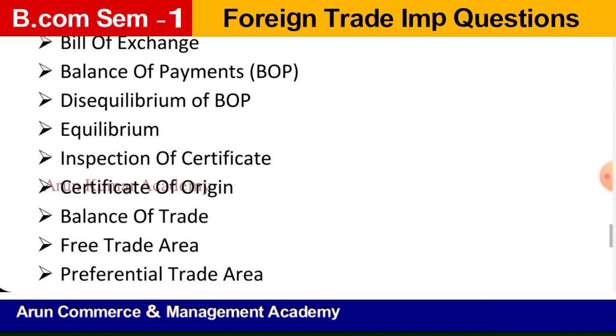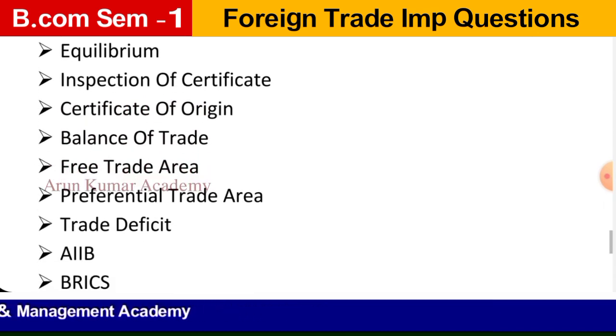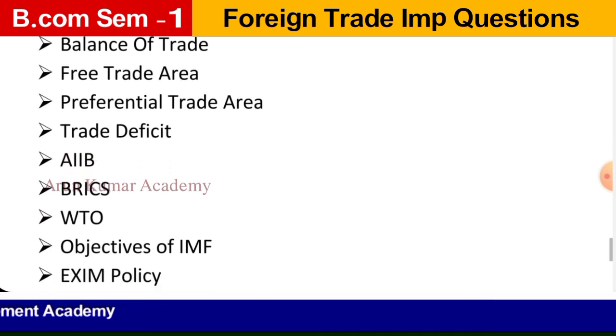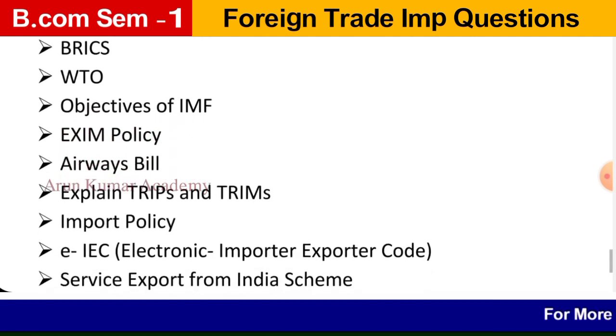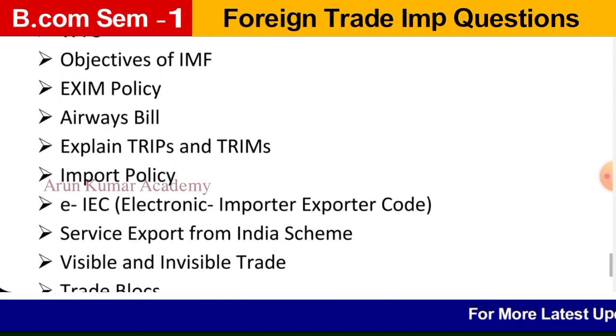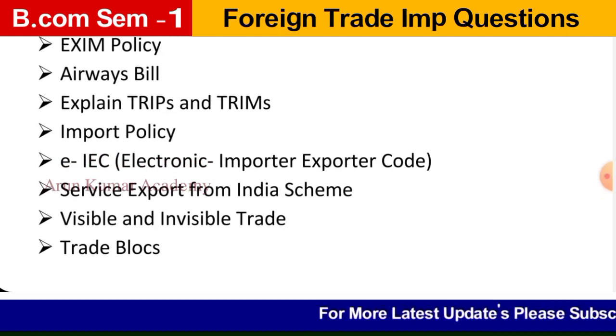area, preferential trade area, trade deficit, AIIB, BRICS, WTO, objectives of IMF, EXIM policy, airways bill, explain TRIPS and TRIMS, import policy, electronic importer exporter code, service export from India scheme, visible and invisible trade blocks.